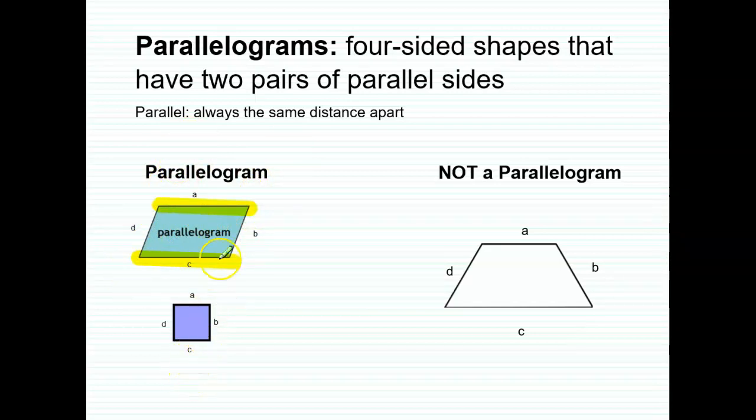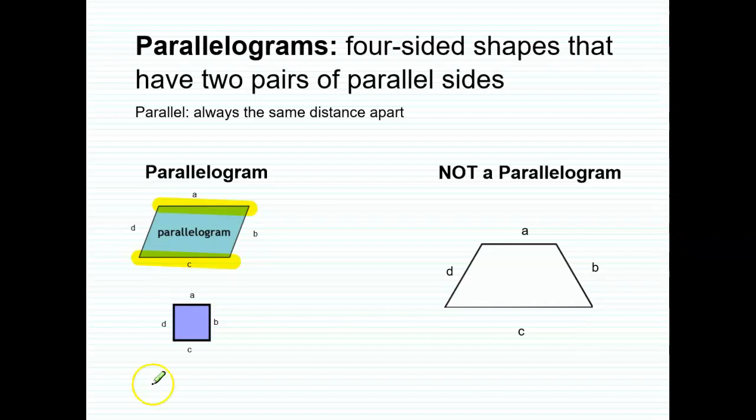So I know it's a parallelogram because every side has a parallel partner. A and C are parallel partners. What is B's parallel partner? That's going the exact same direction and will always stay the same distance apart. You're right, B and D are parallel because no matter what, they would never get closer together or farther apart. They're going to stay the same distance apart. Pause the video and tell me, why is this square also a parallelogram?